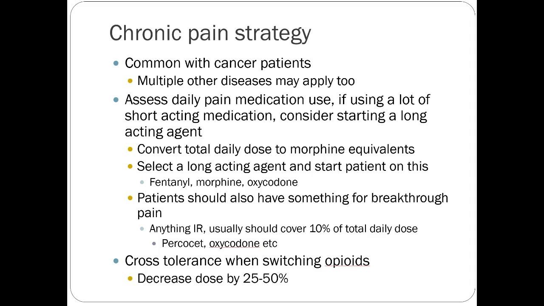Cross-tolerance is common, so that means that if somebody switches from one opioid to another, you can actually decrease your total dose because they're going to get more response since it's a different chemical. So if you started somebody on hydromorphone and then you're switching them to fentanyl, that fentanyl equivalent dose is actually going to be lower than their total Dilaudid dose that they were on because of that cross-tolerance phenomenon that happens, usually by 25 to 50%.